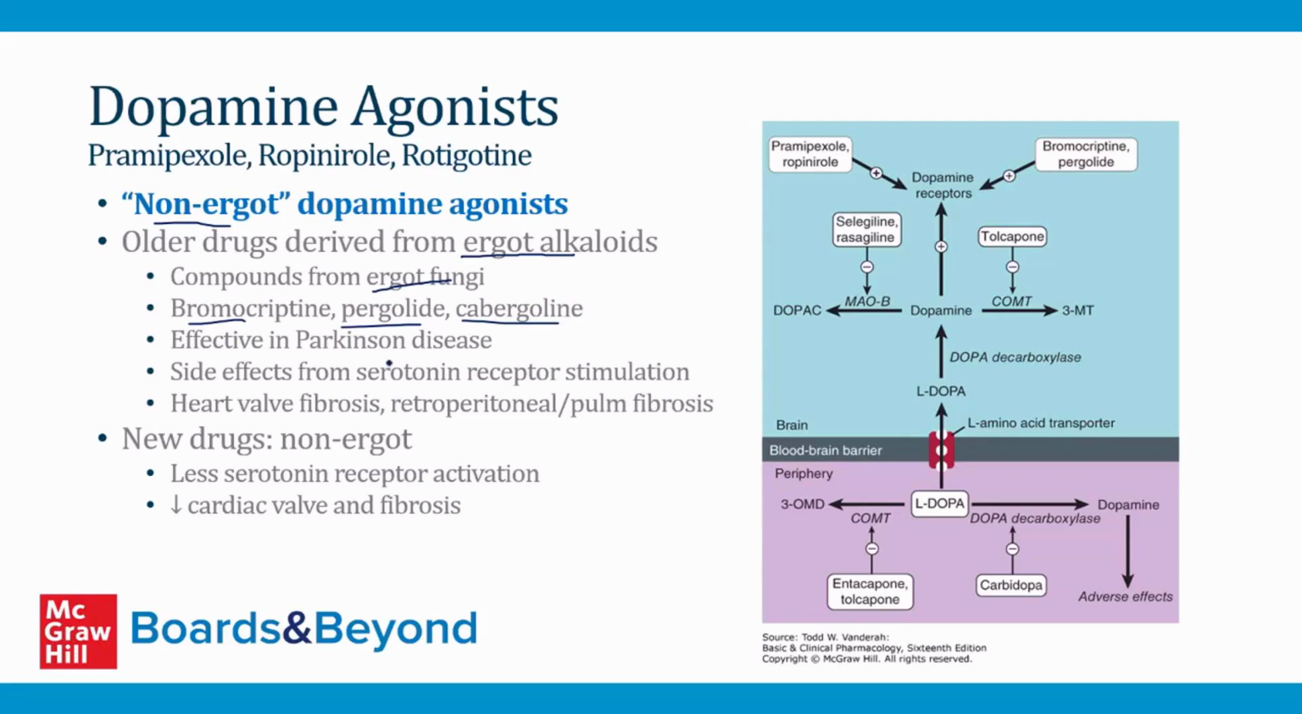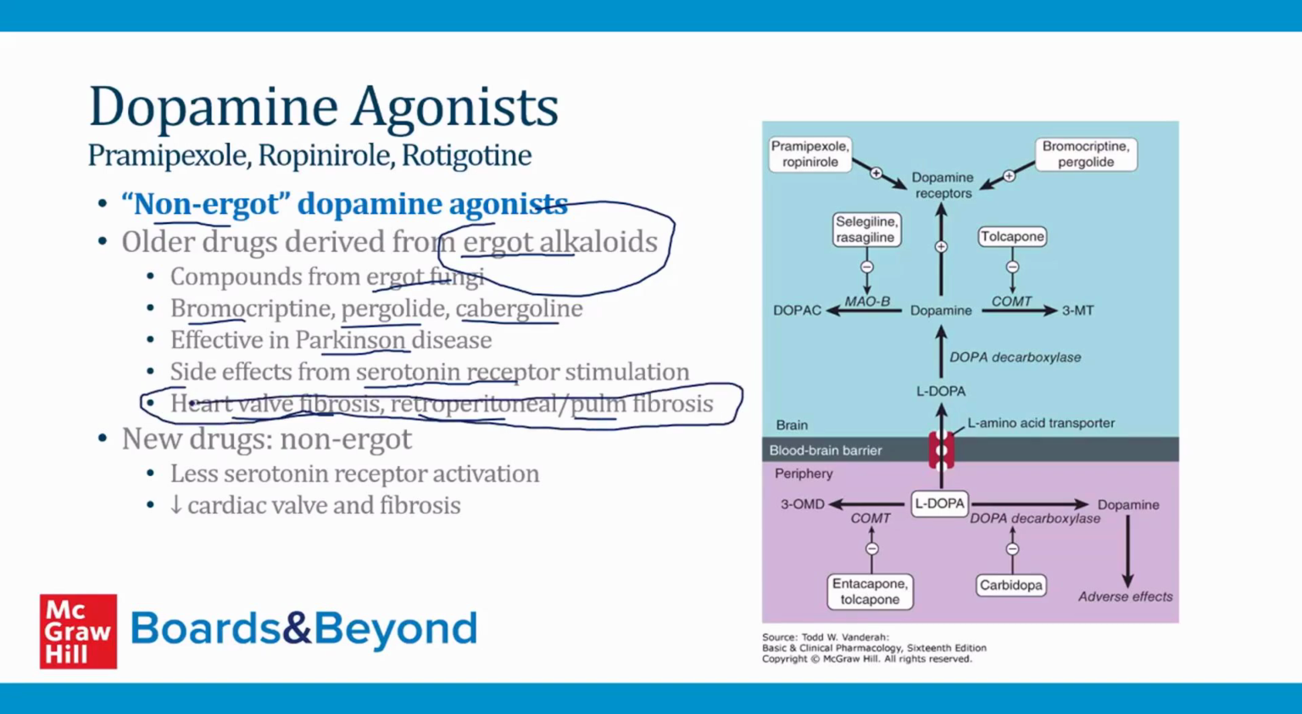But decades ago, people found that these ergot drugs were very effective in Parkinson's disease because they activated dopamine receptors. Their big problem, though, was that they also activated serotonin receptors. And when this occurred, patients tended to develop fibrosis. I know that sounds strange, but there are serotonin receptors that can drive production of fibrous tissue. So patients who took these old ergot alkaloid drugs would develop heart valve fibrosis, and they would get valvular stenosis. They would also develop retroperitoneal fibrosis and pulmonary fibrosis. And so these effects, which were often life-threatening, limited the use of these older ergot alkaloid drugs.